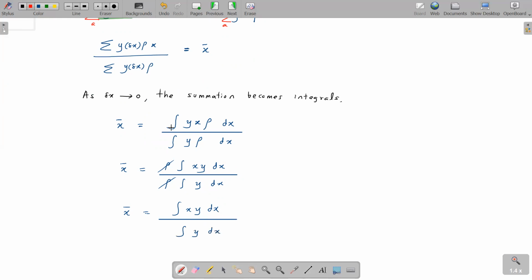And your integration limits, by the way, are a to b, right? Because the summation limits were a to b. So your integration limits will also be a to b.